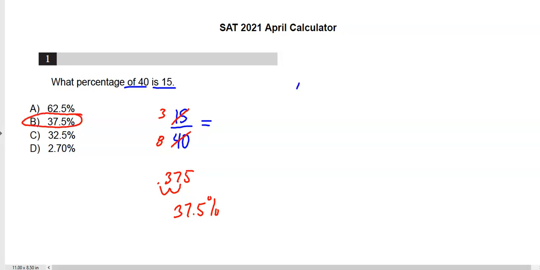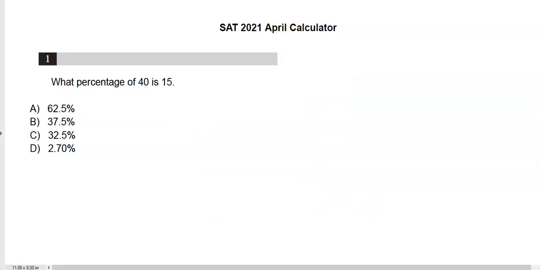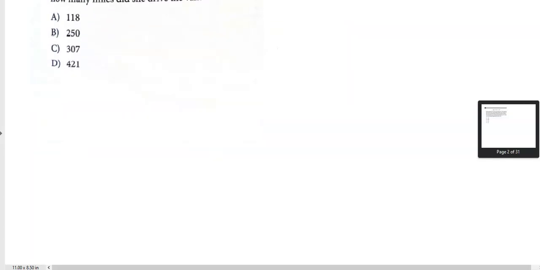Some people set it up this way: is over of equals percent over 100. Then you don't have to worry about moving the decimal. So your is 15. Your out of is 40. We don't know the percent. We do know the 100. And you could also cross multiply and set up an algebra equation. If you carry it out, you will get 37.5. And you don't have to worry about moving the decimal at all. So a couple different ways you could do that one. Moving on down to number 2.